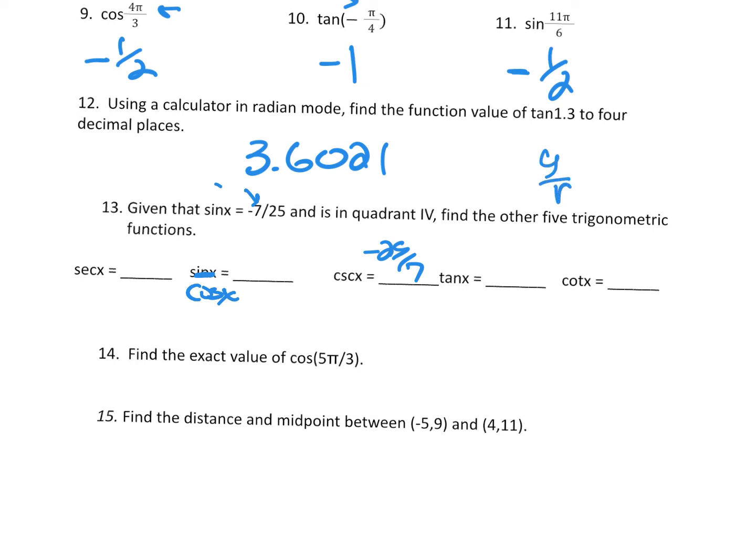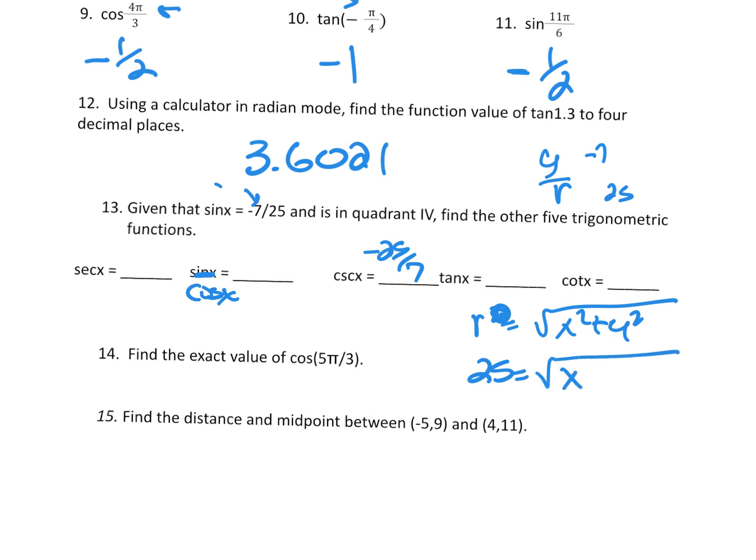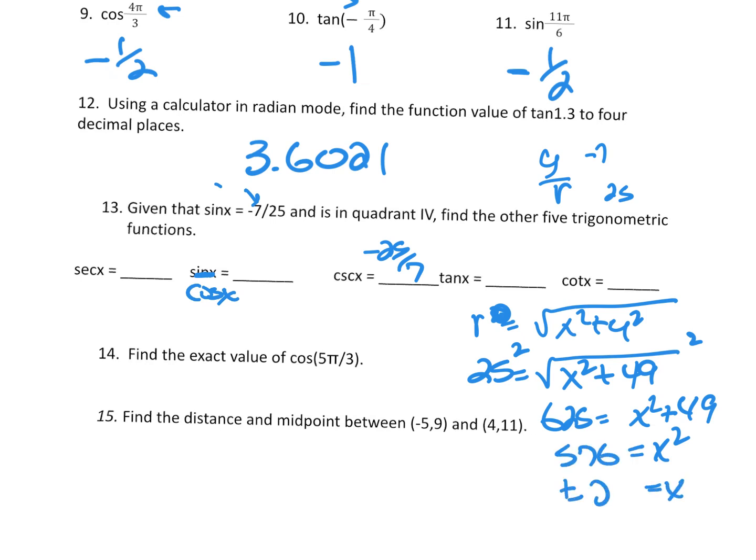So I know my y is negative 7 and my r is 25. Don't forget this: r is the square root of x squared plus y squared. So I'm struggling with this problem. r is 25. I don't know what x squared is, but I do know y is negative 7. If I square negative 7, that's 49. So what I've got to do now is square both sides. That gives me 625. Over here I have x squared plus 49. Move the 49 over, it gives me 576. Take the square root, I get plus or minus 24.